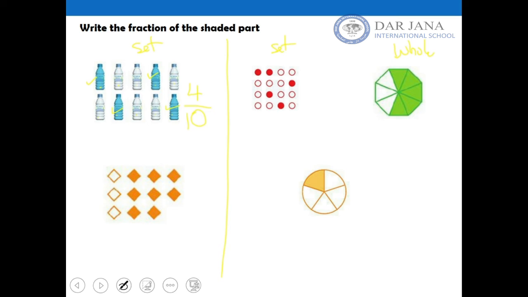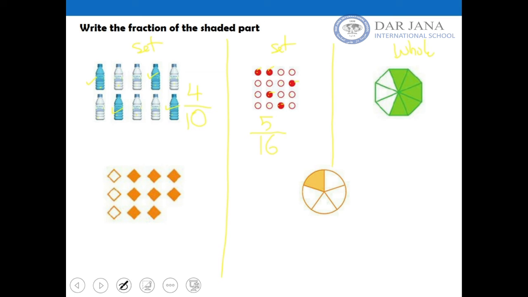Let's find the denominator first, the total number. So I'm going to count. You have here 1, 2, 3, 4, 5, 6, 7, 8, 9, 10, 11, 12, 13, 14, 15, 16. So the denominator is 16, and the shaded parts are 1, 2, 3, 4, 5. So 5 out of 16 is the fraction of the shaded part.